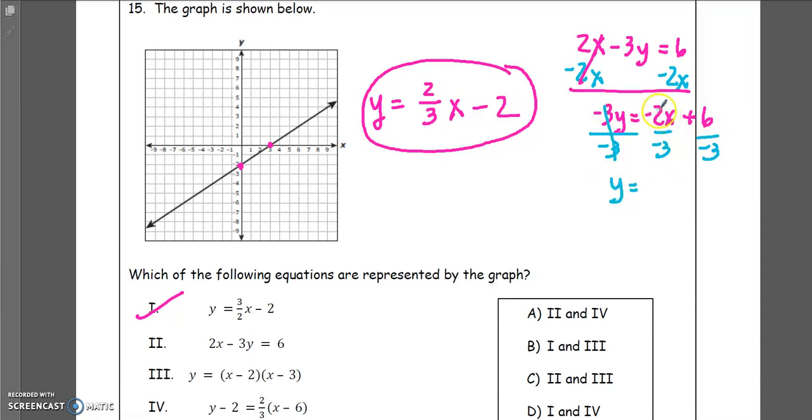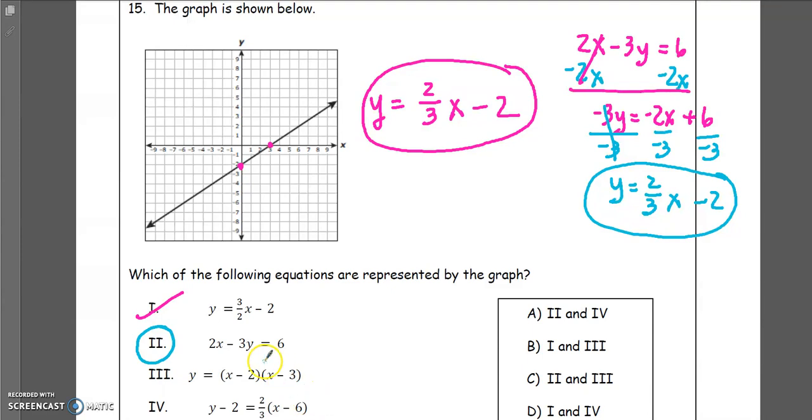And that will leave me, negative divided by negative is a positive. And 6 divided by -3 is -2. So this is the answer for number 2, which is the same thing. So 2 works just fine.